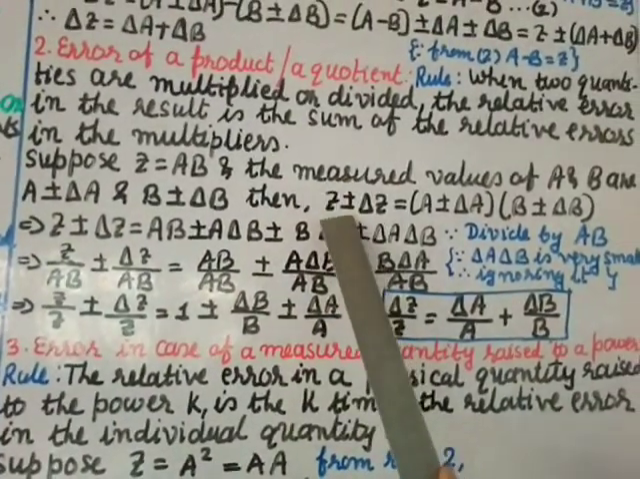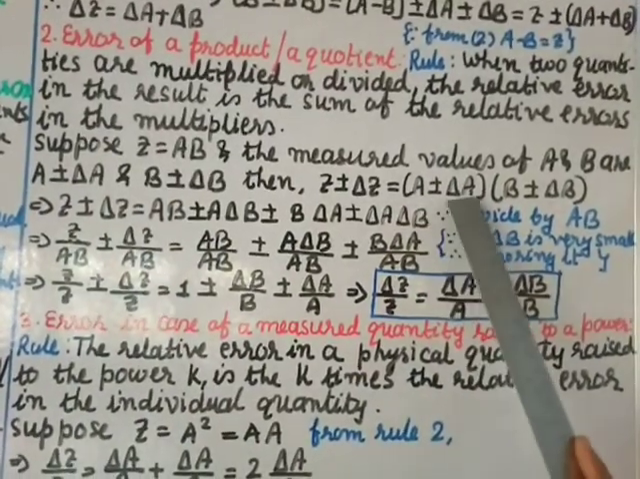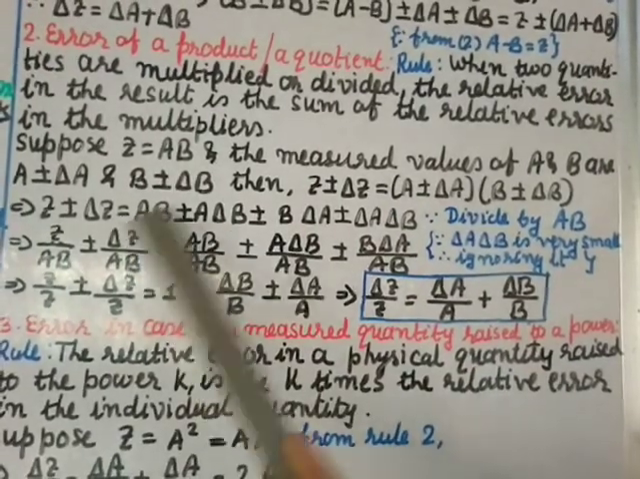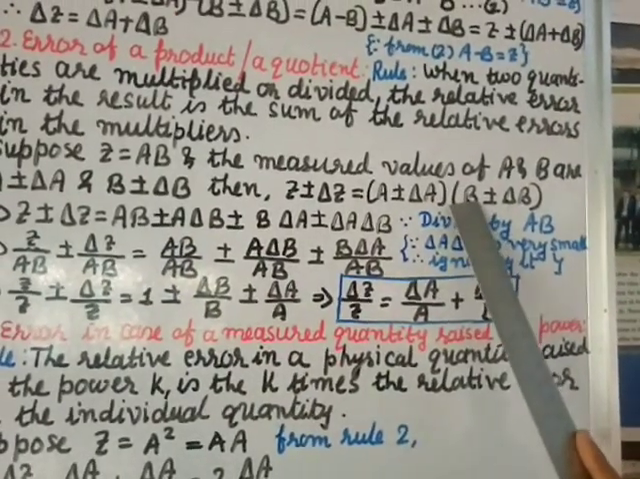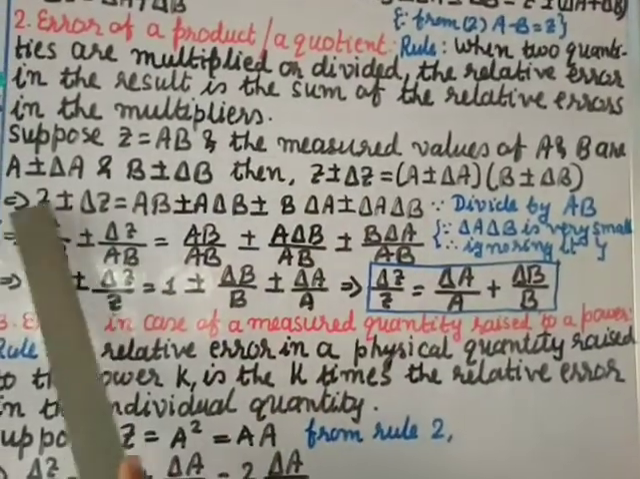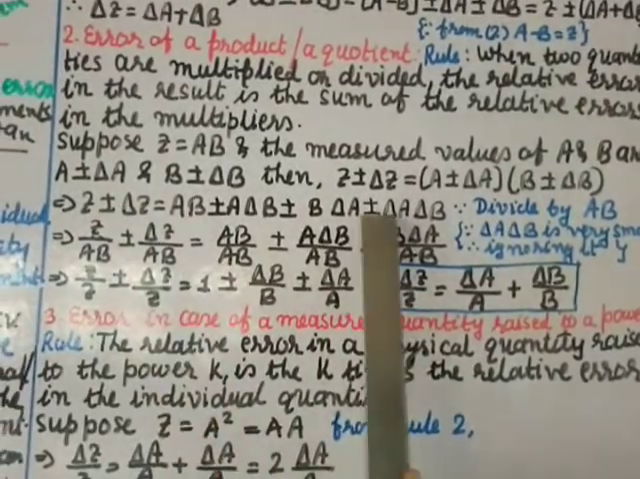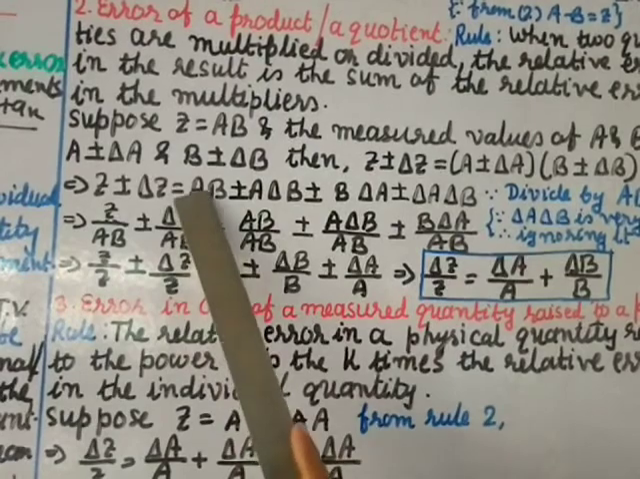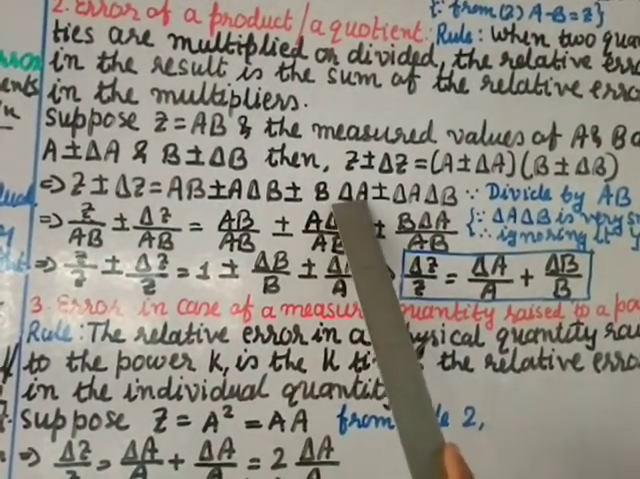Then Z plus or minus delta Z is equal to the product of the measured values, so (A plus or minus delta A) into (B plus or minus delta B). We open the bracket: AB, plus or minus A delta B, plus or minus B delta A, plus or minus delta A into delta B. This side I am keeping Z plus or minus delta Z as it is. Now divide both sides by AB. So Z by AB plus delta Z by AB equals AB by AB plus or minus A delta B by AB plus or minus B delta A by AB.